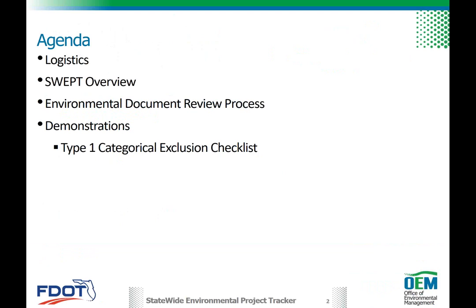We'll give you some more details, and then Mike will come back on and give a demonstration of some of the interactive forms that are on the site. Specifically for this type of user community, the one we'll focus on is the Type 1 categorical exclusion checklist, and building up the project file to support development of that checklist.